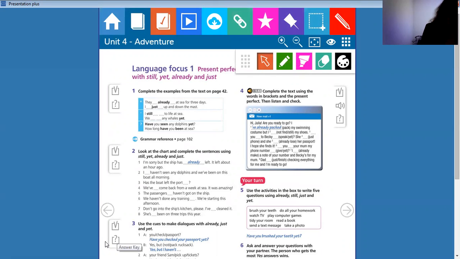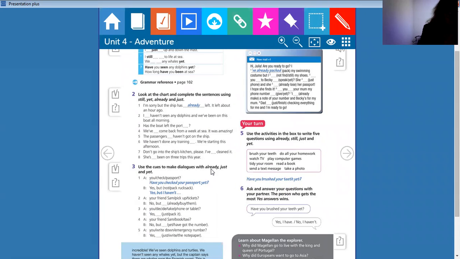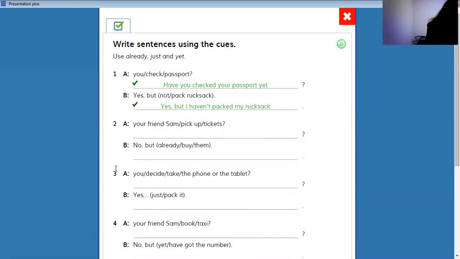Exercise 3. Use the questions to make dialogues with already, yes, and yet. Okay, look at this. Now we have to complete the questions and complete the answers too. Because it's very important that you do all the exercises. Okay. Number 2. Your friend's son. Here is the third person. And we have to use here have or has. Has. Has your friend's son.